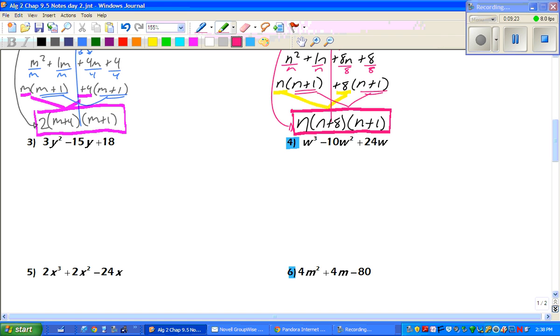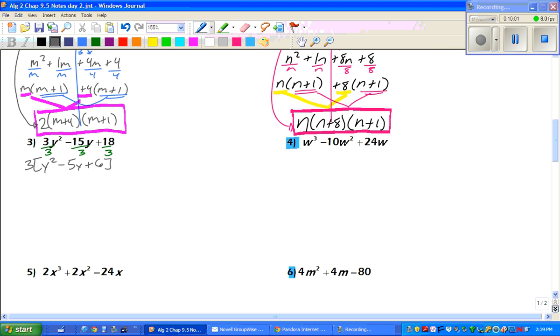Alright, number 3. We'll do 3 together. So let's take a look. Is there a number that goes into all 3 of those? There is. Any ideas? Remember, always start with the lowest number, and if that goes into all of them, you found it. And for this one, we did, because 3 goes into all of those, and we're left with 3 y squared minus 15, not 15, Mr. Grice, minus 5y plus 6.